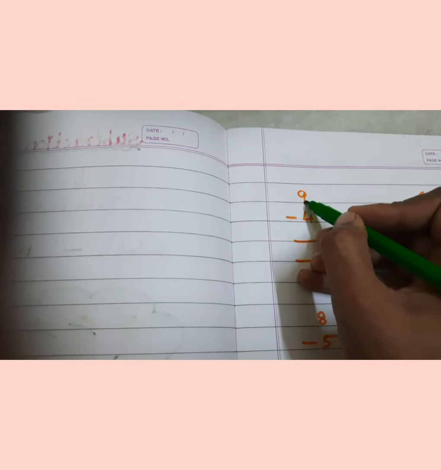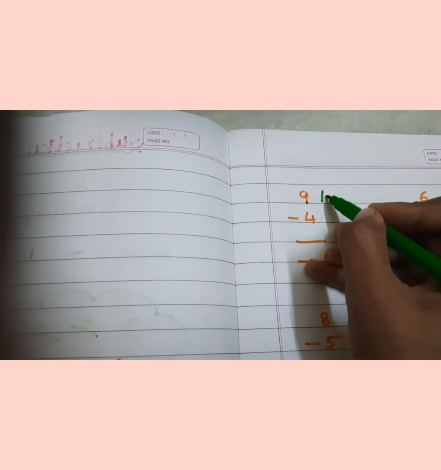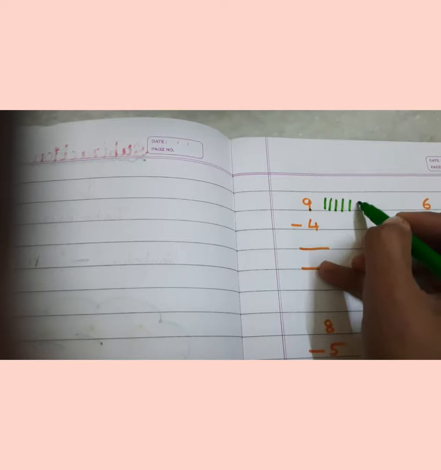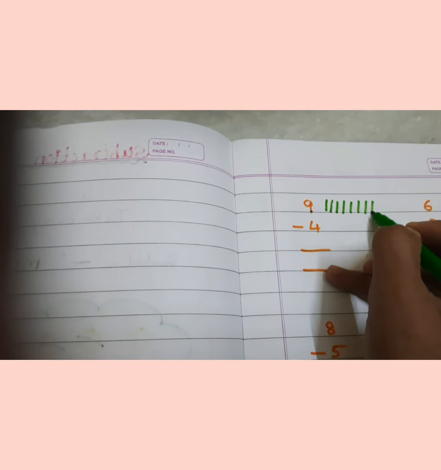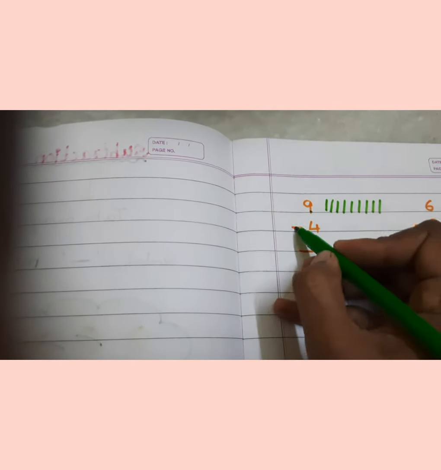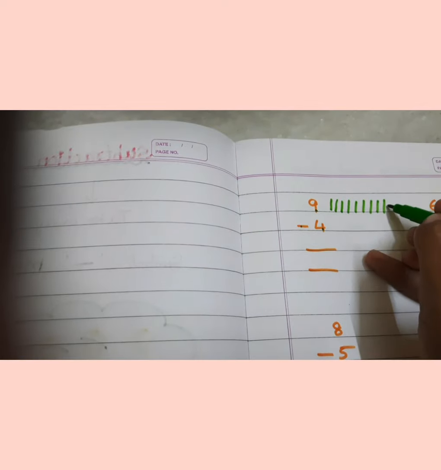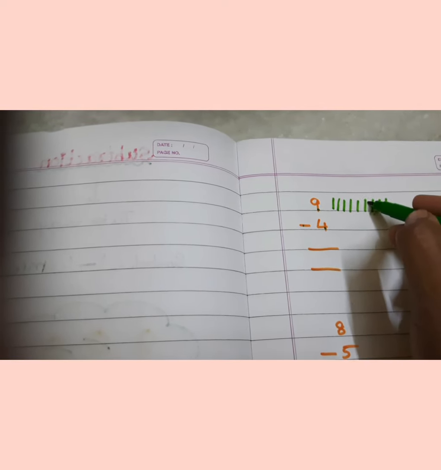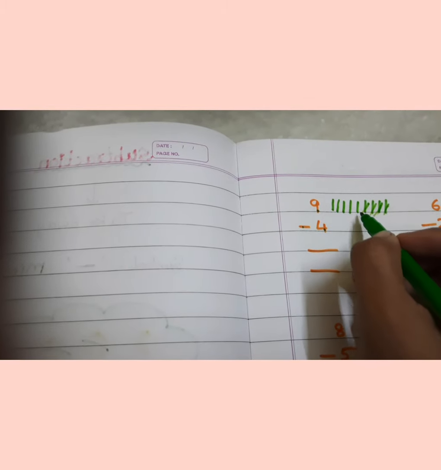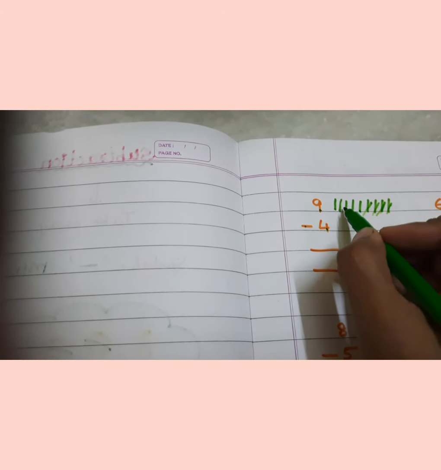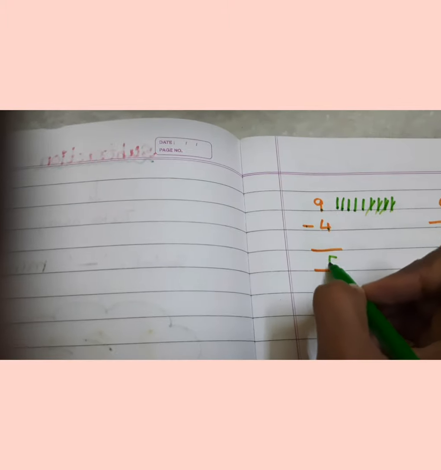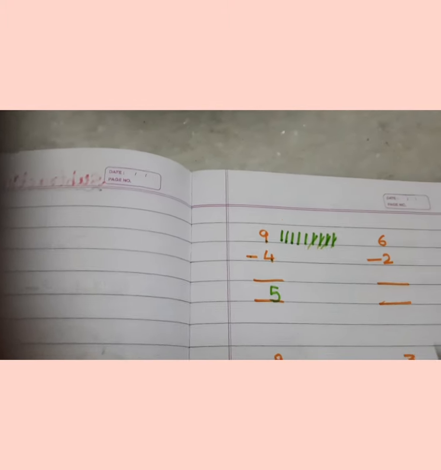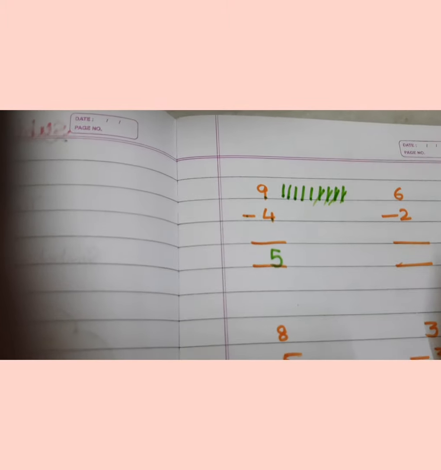So 9 is there here, so I am drawing 9 sticks. 1, 2, 3, 4, 5, 6, 7, 8, 9. Minus 4 means you have to cross out 4. 1, 2, 3, 4. How many are left? 1, 2, 3, 4, 5. So 5 is the answer. This is the way we do vertical subtraction.